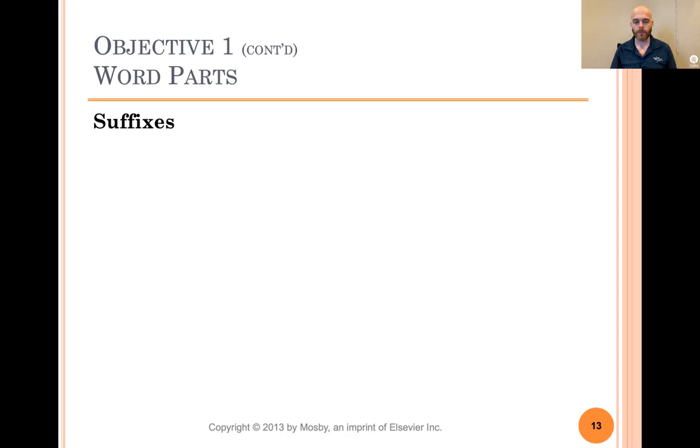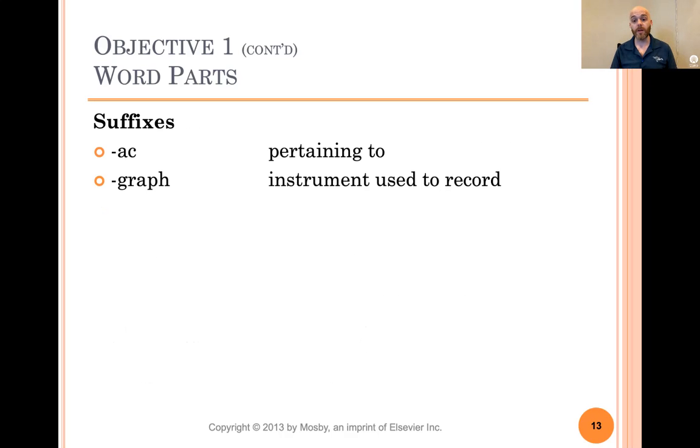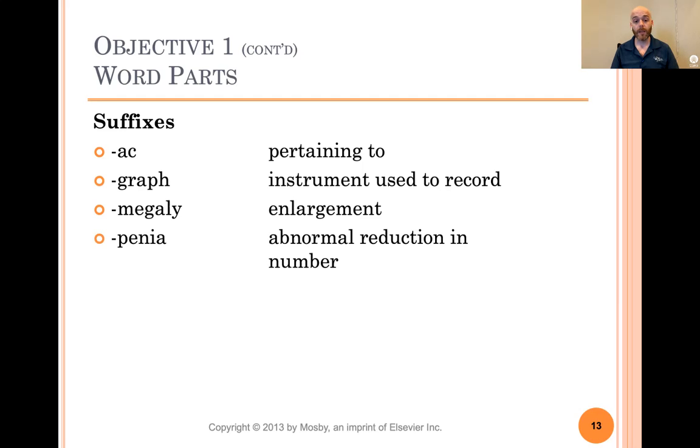Suffixes. Ac, we've had this before, pertaining to. Graph, we've had it, instrument used to record. Megaly, I think we've had this before, but if we haven't, megaly means enlargement, okay? So megaly means enlargement, as in an organ, abnormal enlargement, like a disease or something. We'll have a word with that in a minute. Penia means an abnormal reduction in number. So it's like a low number in a count, like on a blood count, or something like that. We'll make a word with that in a minute.